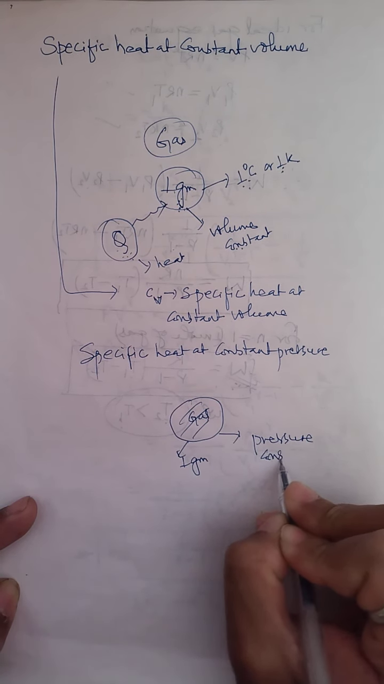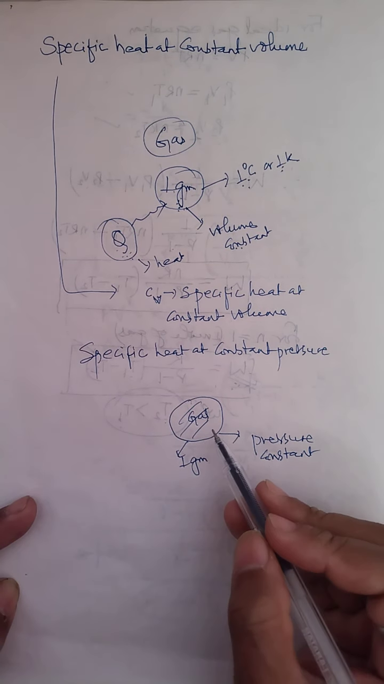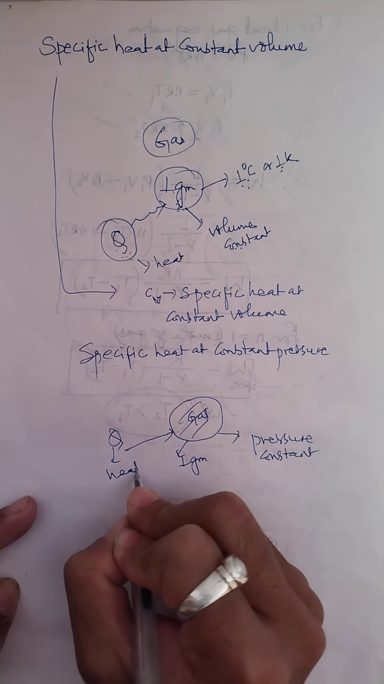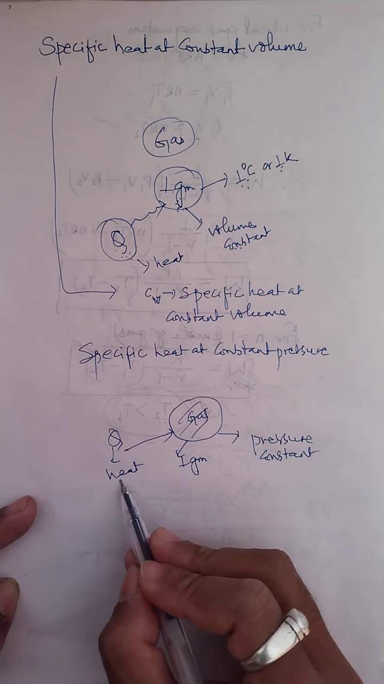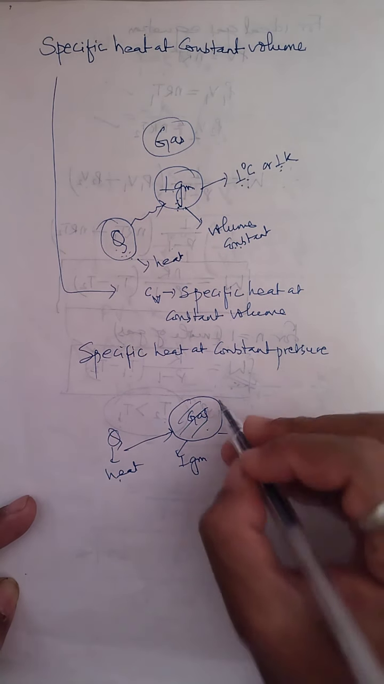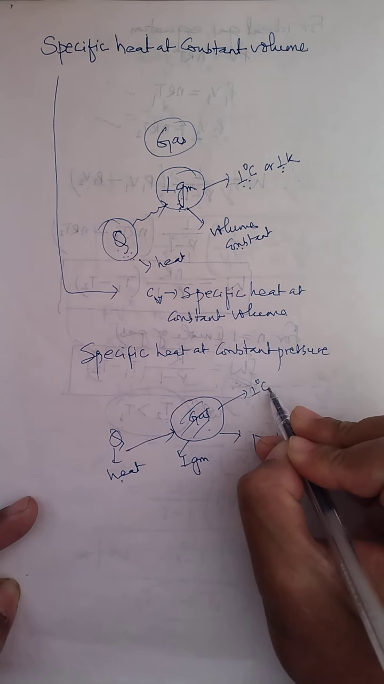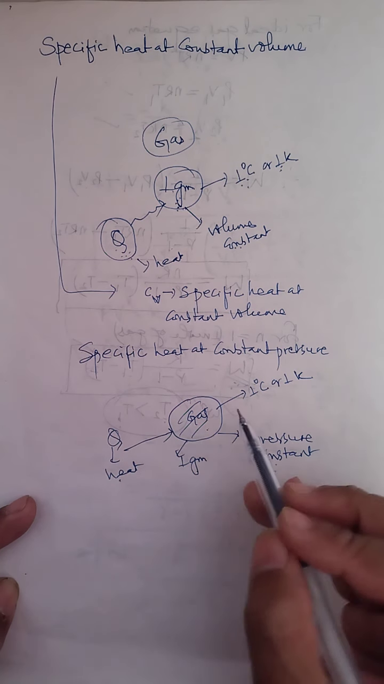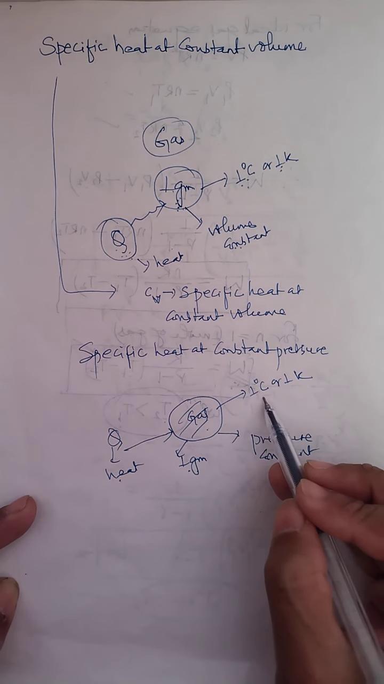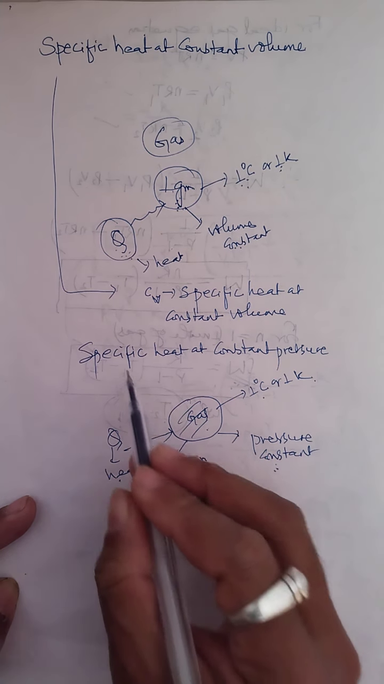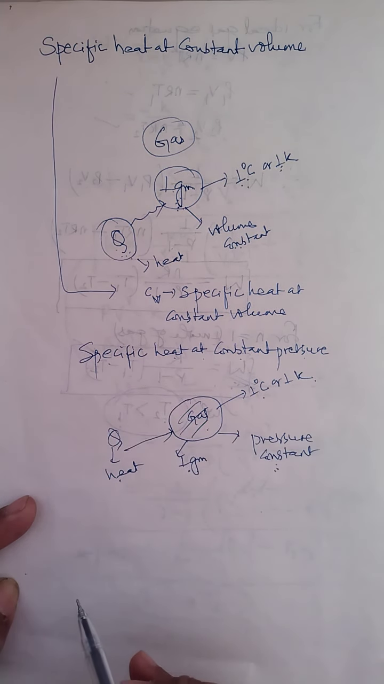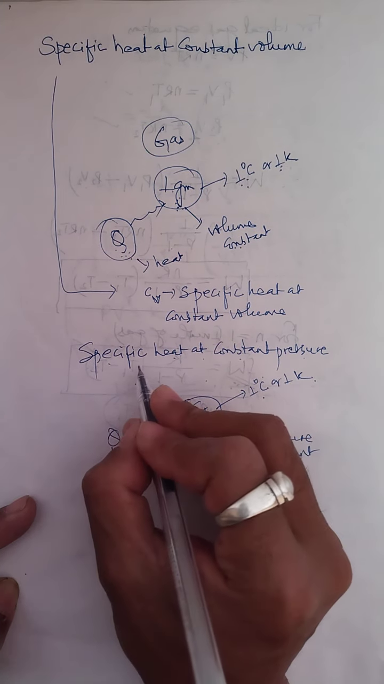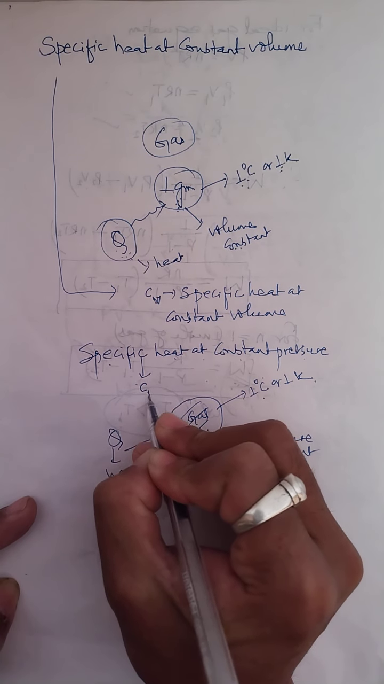By keeping the pressure constant, that is under an isobaric process, when I supply heat Q to this 1 gram of gas, so that the temperature of the gas is raised by 1 degree Celsius or 1 Kelvin, that heat required to raise the temperature of 1 gram of gas through 1 degree Celsius or 1 Kelvin, when the pressure is constant, is defined as specific heat at constant pressure. Now this specific heat at constant pressure is also marked by small letter C and capital P.